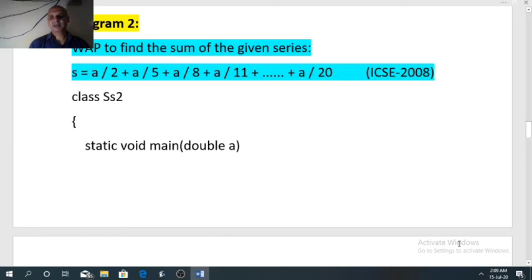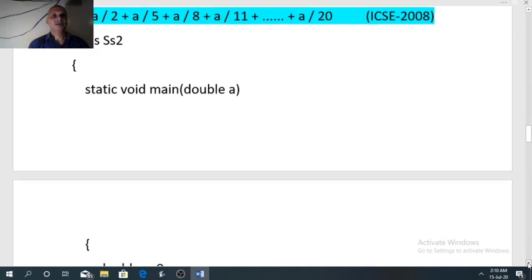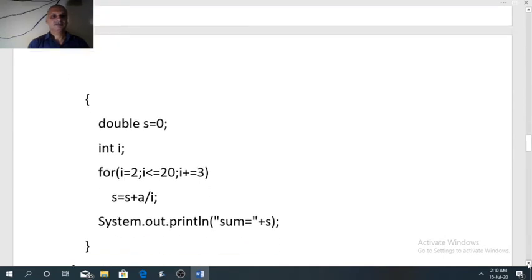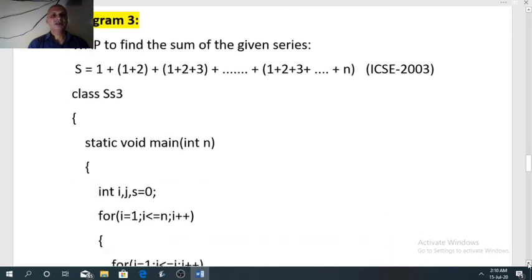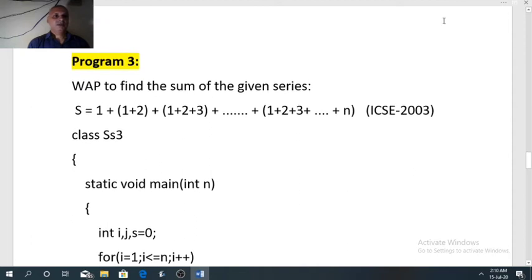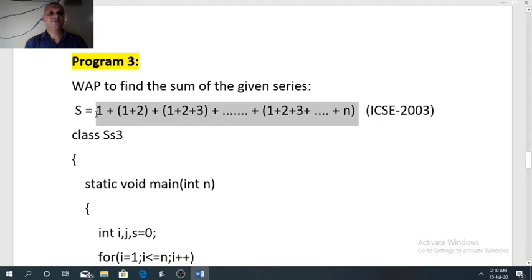Now we will discuss the next program of today's session. Write a program to find the sum of the given series. S equal to 1 plus 1 plus 2 plus 1 plus 2 plus 3 dot dot dot up to 1 plus 2 plus 3 up to n.